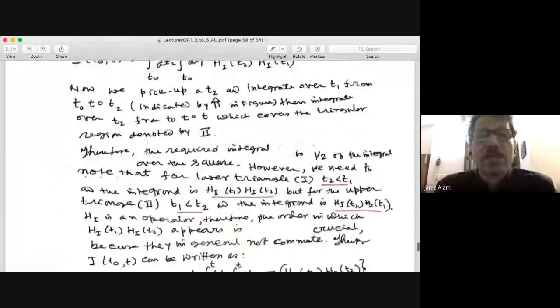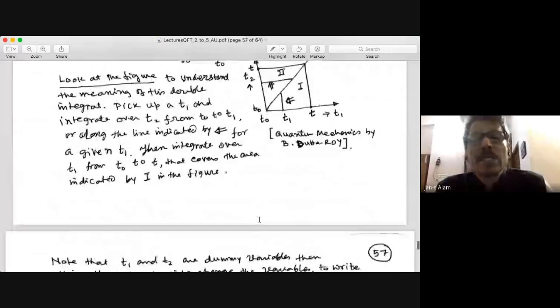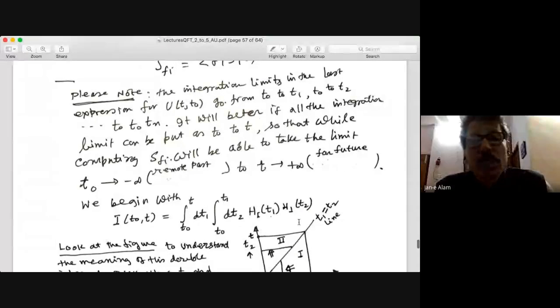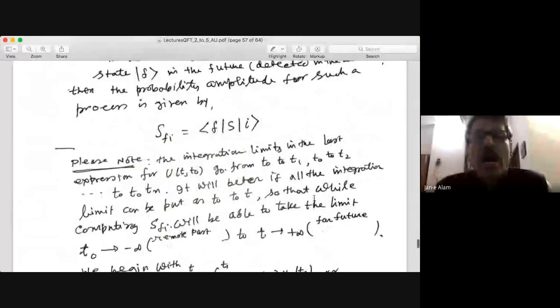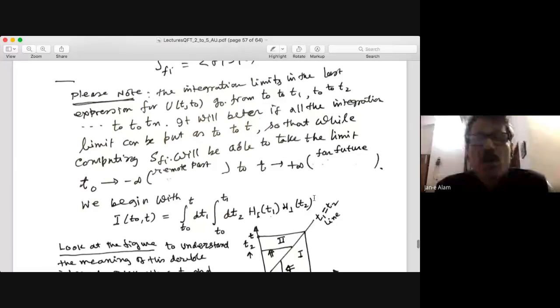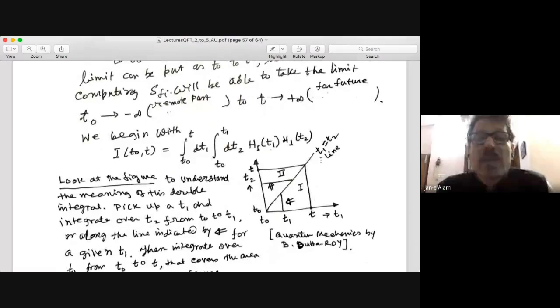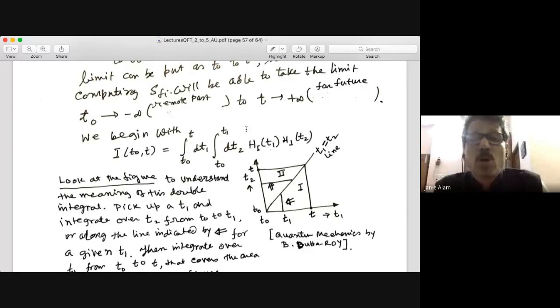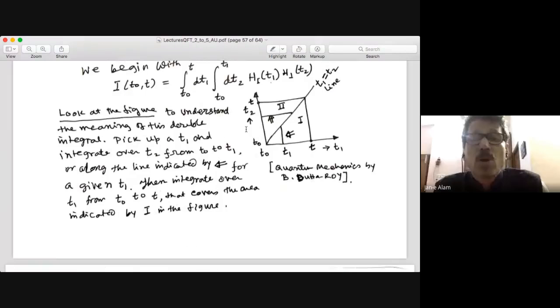But remember here one important thing is that I have HI(T1), HI(T2), right? And when I am making it, this dummy variable I am interchanging. This is HI(T1), this is HI(T2). I have to remember that HI is an operator. So this interchange, they may not always commute. So I have to be very careful.